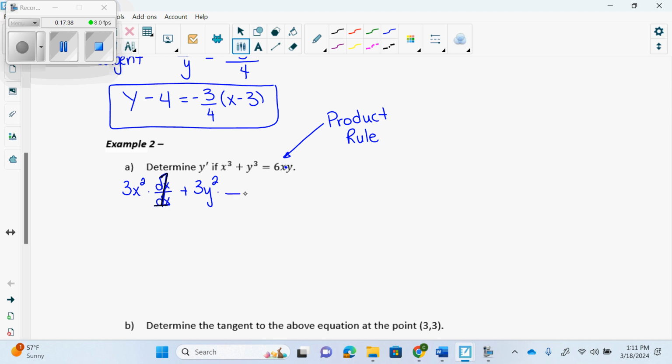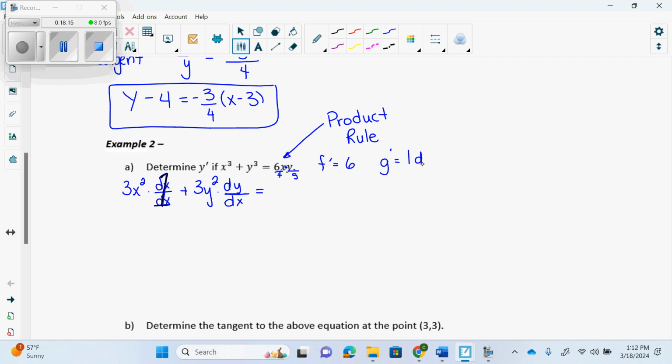times, with respect to x, the variable is y, so dy over dx equals, and then I have to do product rule of 6x and y. Yes? 6x is my f, y is my g. What's the derivative of 6x? 6. Technically dx over dx, but do I need to write that? No. And then what's the derivative of g? What's the derivative of a y? 1. What's the derivative of a y?